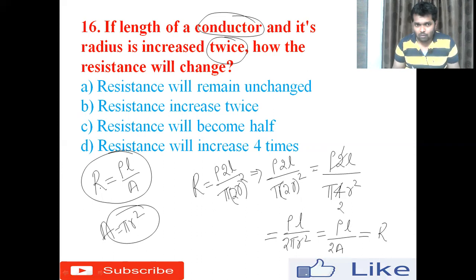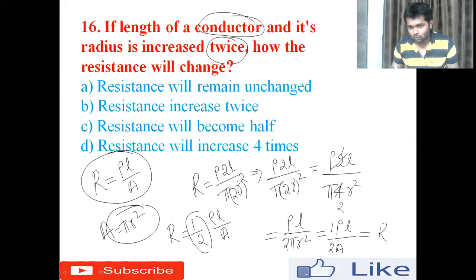But can you see the formula here? R equals rho L divided by A. Once we increase the length and radius by twice, what happened? It will become R equals 1 by 2 rho L divided by A. So it is basically multiplied by 1 by 2. That 1 by 2 rho L divided by A is nothing but resistance.